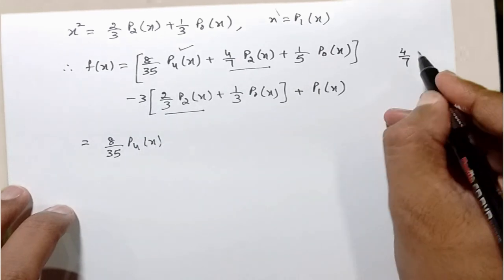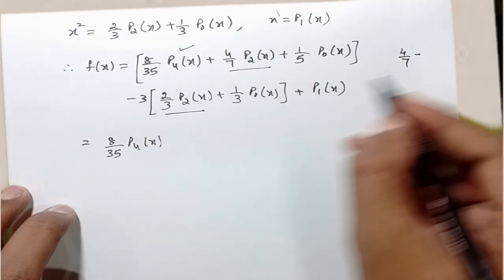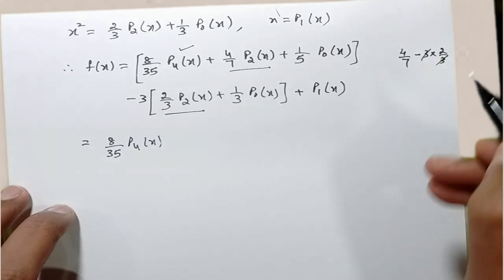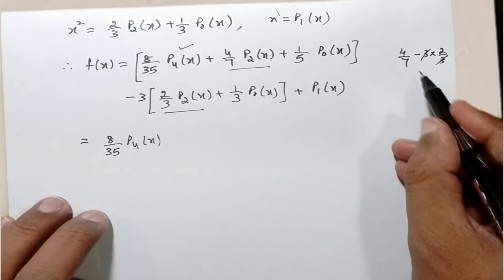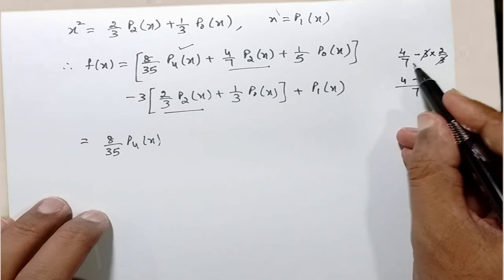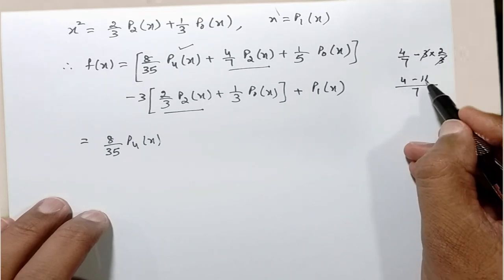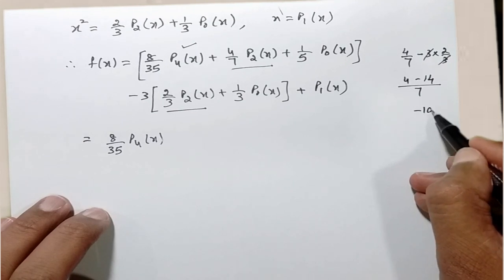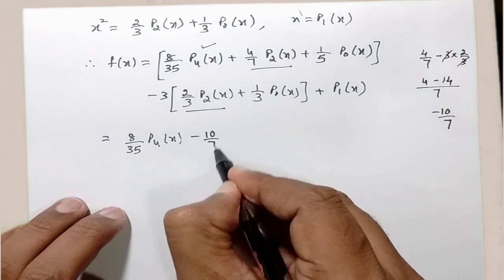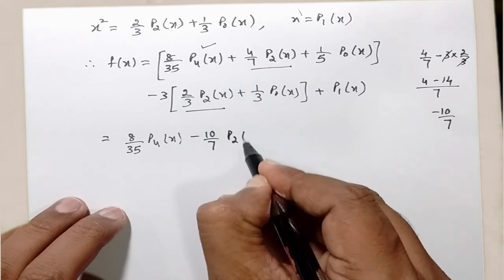And here minus, it's 3 into 2 by 3. So this 3 and 3 will cancel out. So you have 7, you can take 7 as the LCM, it's 4 minus 7 times 2 is 14. So how much will we get? Minus 10 by 7. So we'll be getting minus 10 by 7 P2 of x.